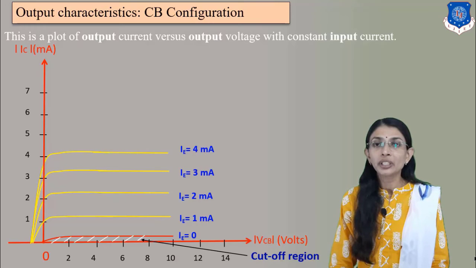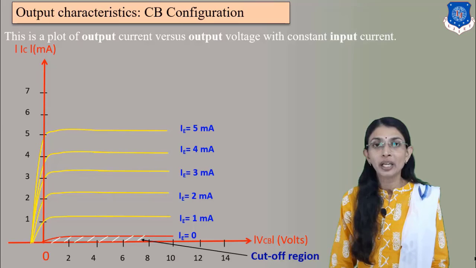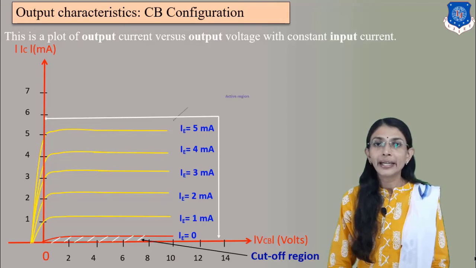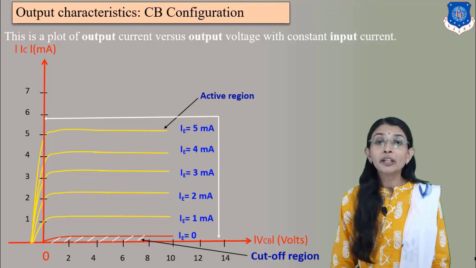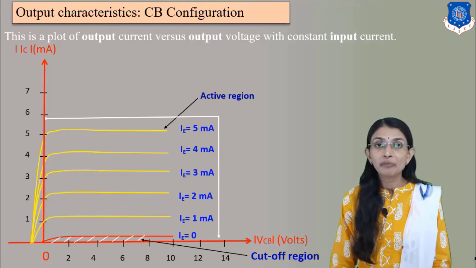Look at this. These are the different examples of IE 0, 1, 2, 3, 4 milliampere and 5 milliampere. And these are the plots of VCB versus IC. As we take one fixed value of input current, and then I will increase VCB and we will measure IC. This middle portion is known as active region. This active region of CB configuration output characteristic is always used in amplifier application.